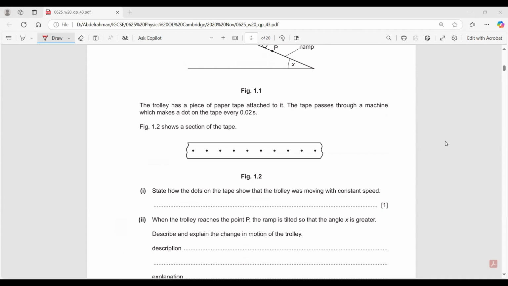Because basically, yes, the distances between the dots are equal. Yes, you can say so. So we can say that the distances between the dots are equal. Okay, excellent. Next question.